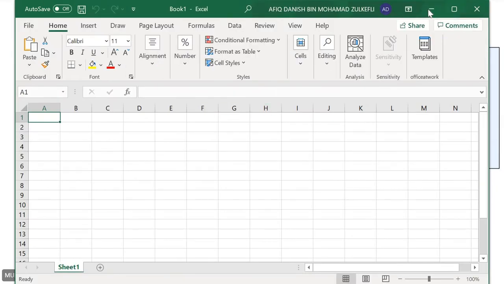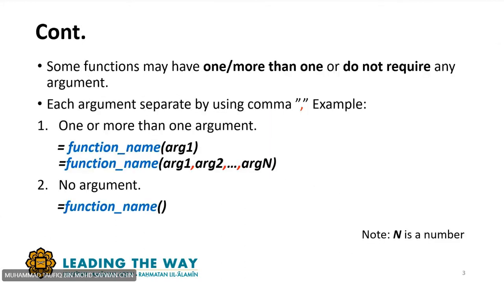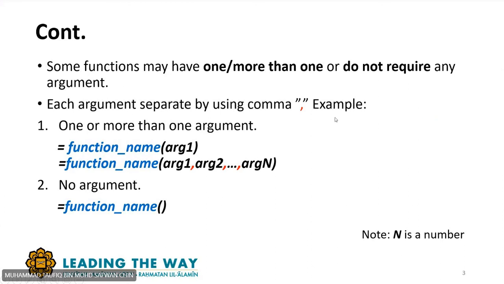So here is the image as an example of the function that you can write inside your cell in your Excel. Some functions may have one, more than one, or do not require any argument. It means inside the parenthesis, certain functions require only one argument. For example, this one uses more than one, A1 until A20. So here we refer to the argument, the value inside the parenthesis.